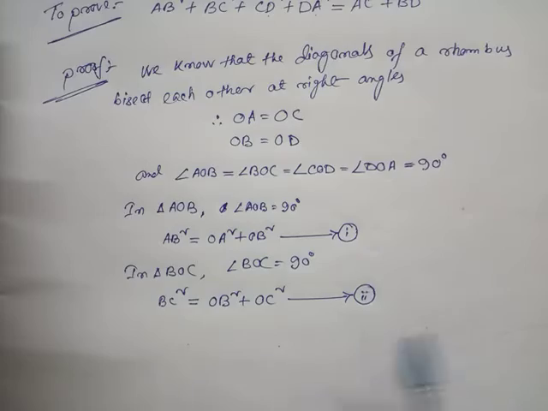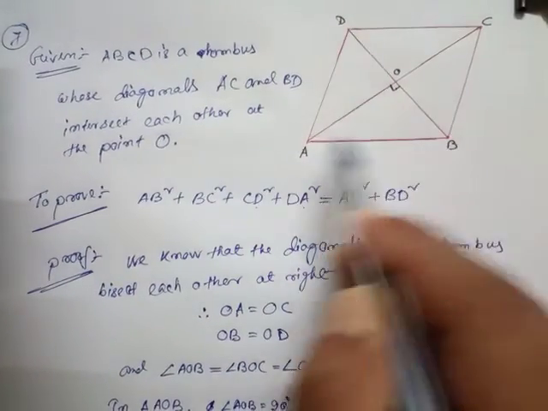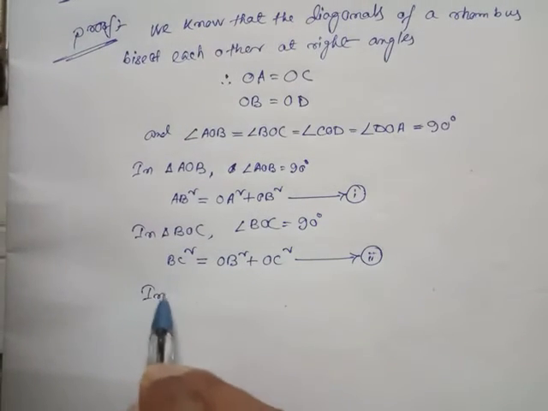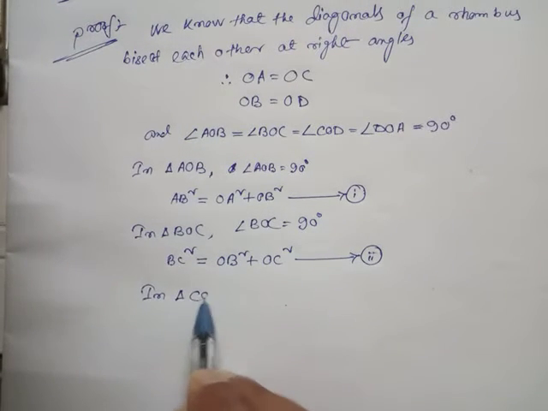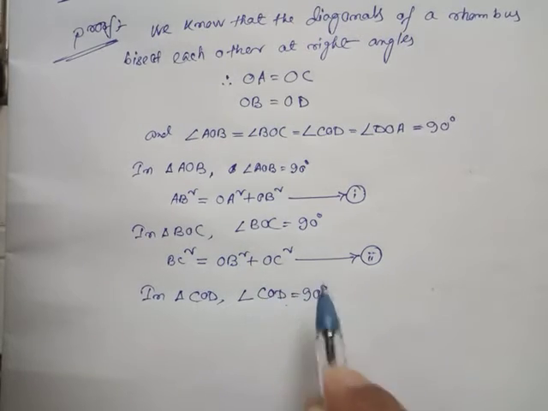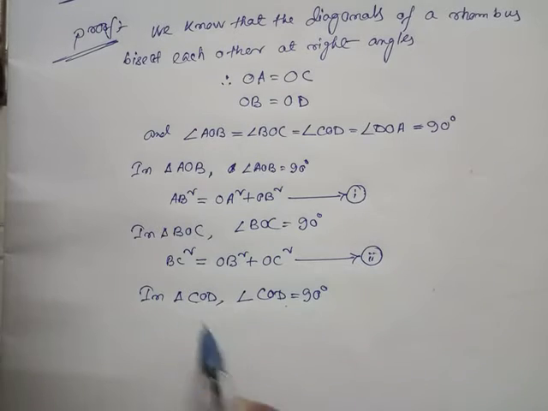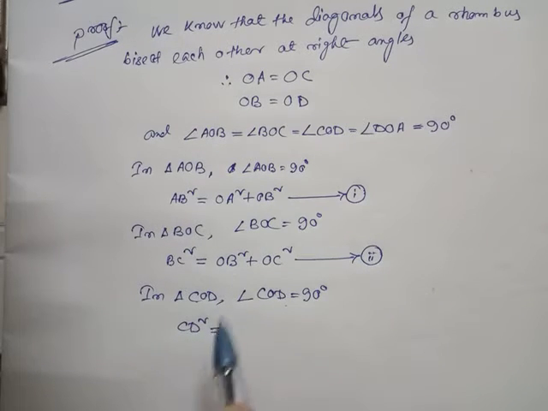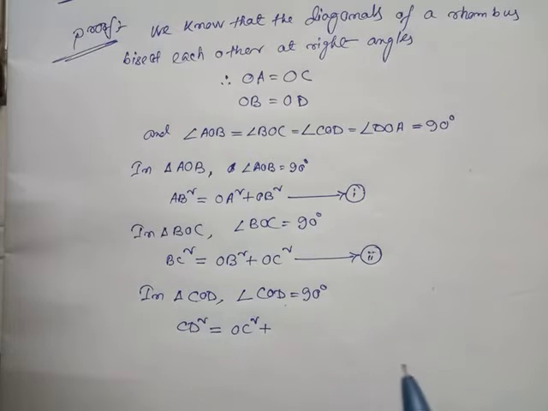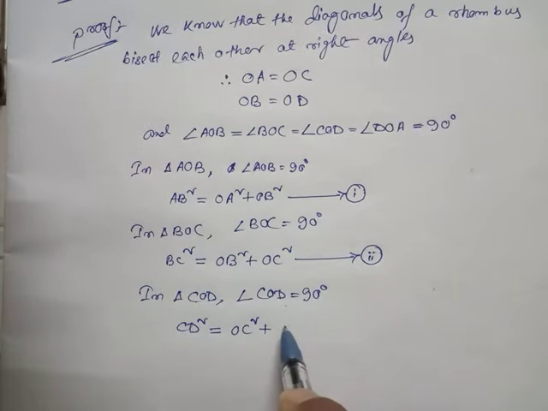Now next one, look student, in the other two triangles, which means COD and AOD. Now look here how to solve it. In triangle COD, angle COD equal to 90 degree, as you can see in the video, this line. So here CD square equal to OC square plus OD square.